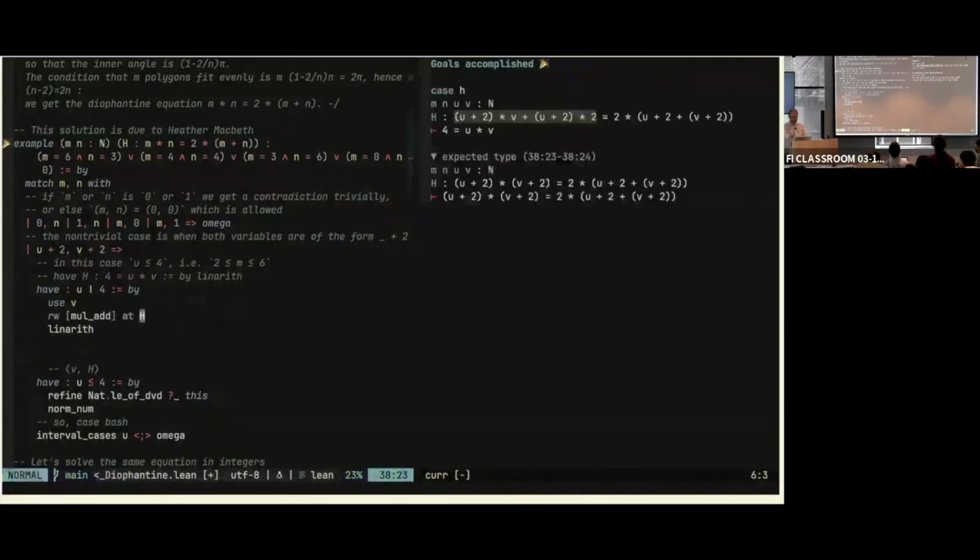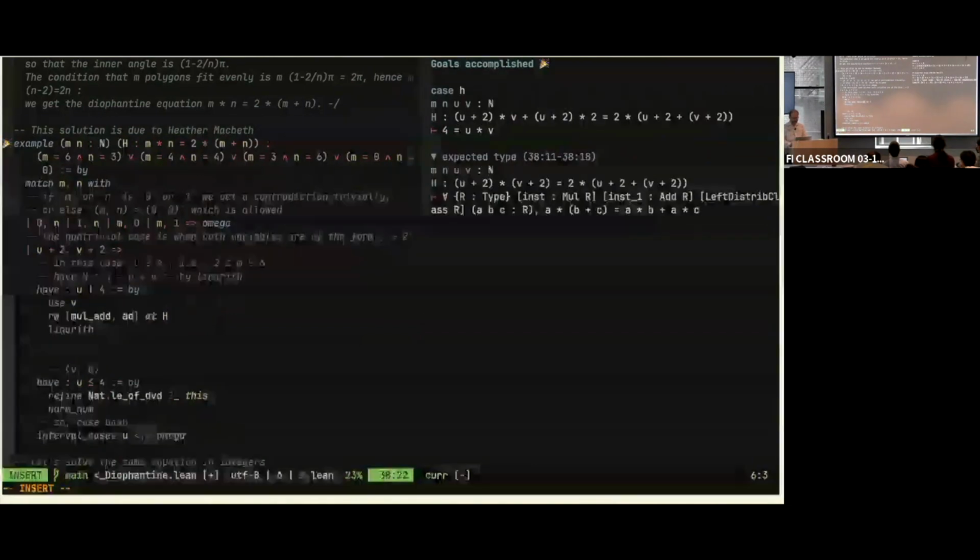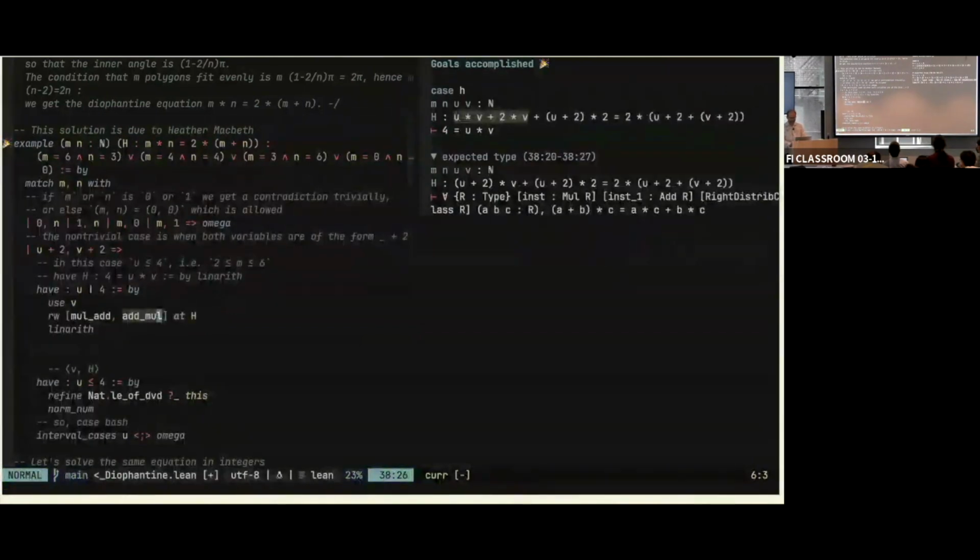So at H, and then you see that it has expanded the multiplication. And then I need also to use add mul for the left. So now I have uv plus 2v plus u plus 2. And so now what do I want to do?